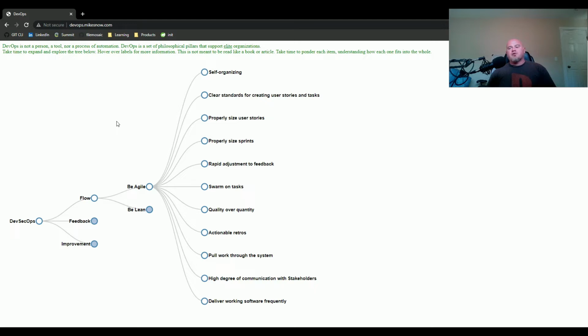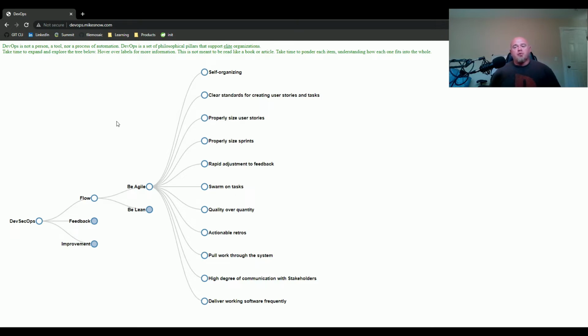Clear standards for creating user stories. The last thing you want to do is commit to delivering a user story, have it in your sprint, and then realize you don't really know what they're asking for. And now you've committed to deliver this within the time frame, and you may completely blow the sprint. So you really want to have clear standards for user story creation and make sure that those are clear so you're not finding yourself in that situation.